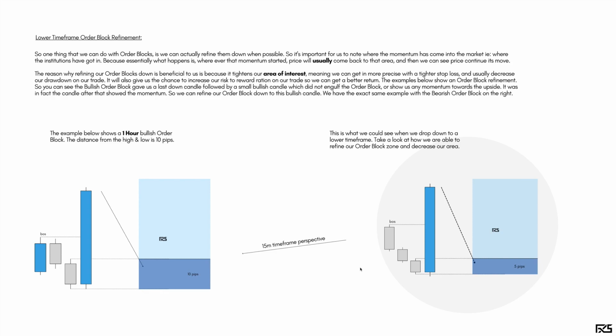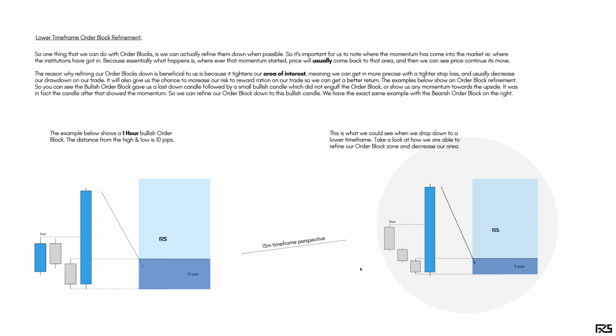Now, the reason why refining order blocks down on a lower time frame is beneficial is because it tightens our area of interest, meaning we can get in more precise with a tighter stop loss and usually decrease our drawdown on a trade. It will also give us the chance to increase our risk to reward on our trades so we can get a better return on investment.